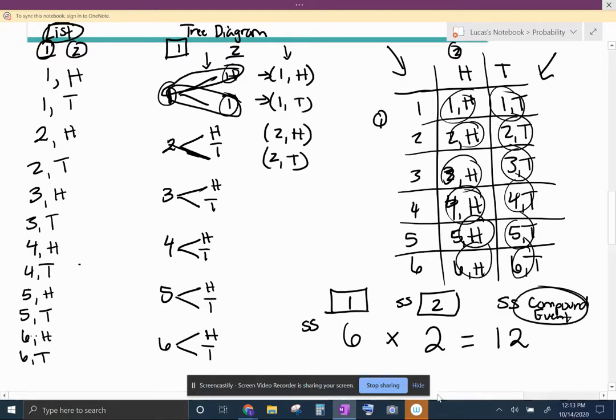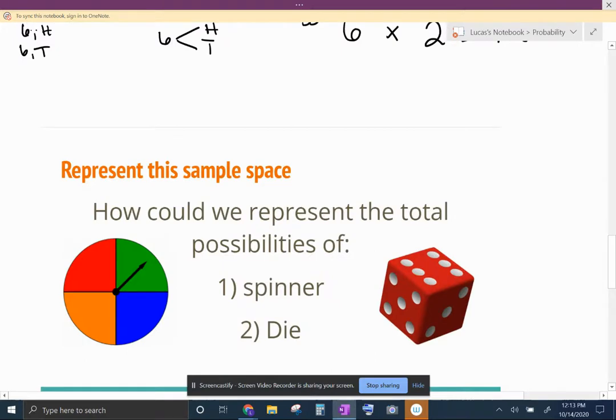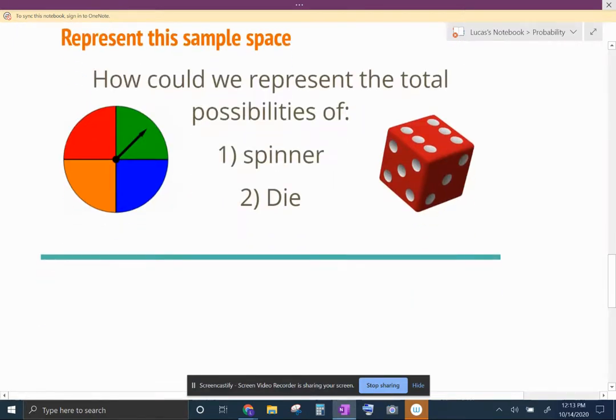Okay? So let's go over another problem. This says, how can you represent the total possibilities of one? First thing you're going to do is spin the spinner. Second thing you're going to do is roll the die.